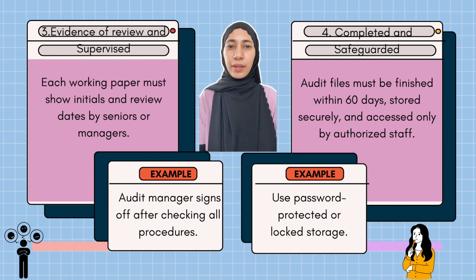Next, completed and safeguarded. All audit working papers must be finalized within 60 days after the auditor's report date. This file must be securely stored and only accessible to authorized personnel to protect confidentiality and integrity. For instance, many firms now use password-protected systems or locked cabinets to keep audit documents safe.